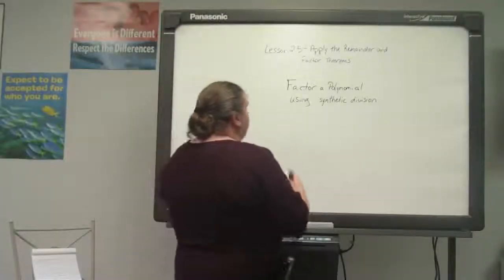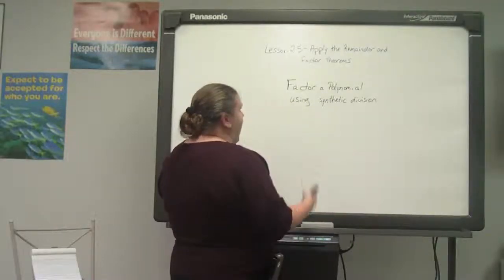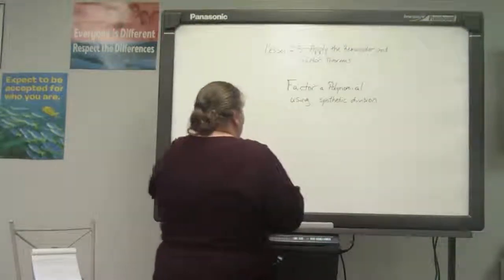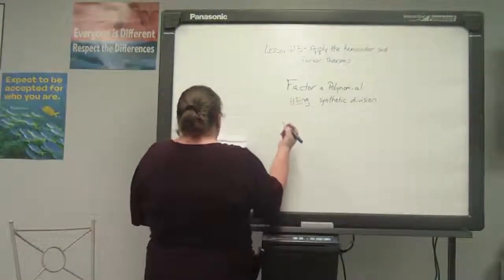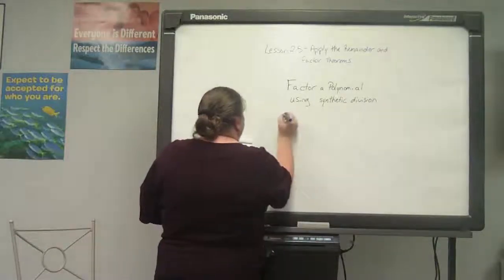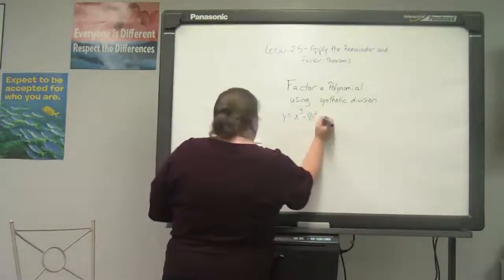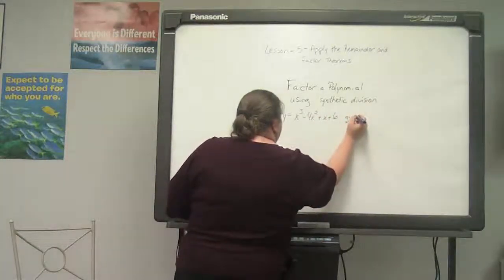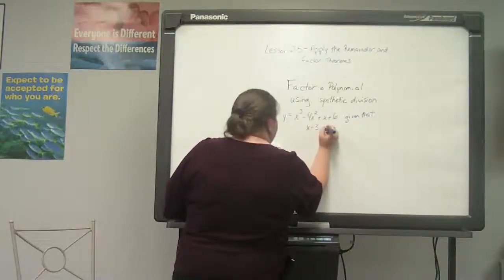The next thing we need to talk about as far as applying the remainder and factor theorems is that we need to be able to factor a polynomial using synthetic division. So we have an equation that we need to factor, and the equation is y equals x cubed minus 4x squared plus x plus 6, given that x minus 3 is a factor.